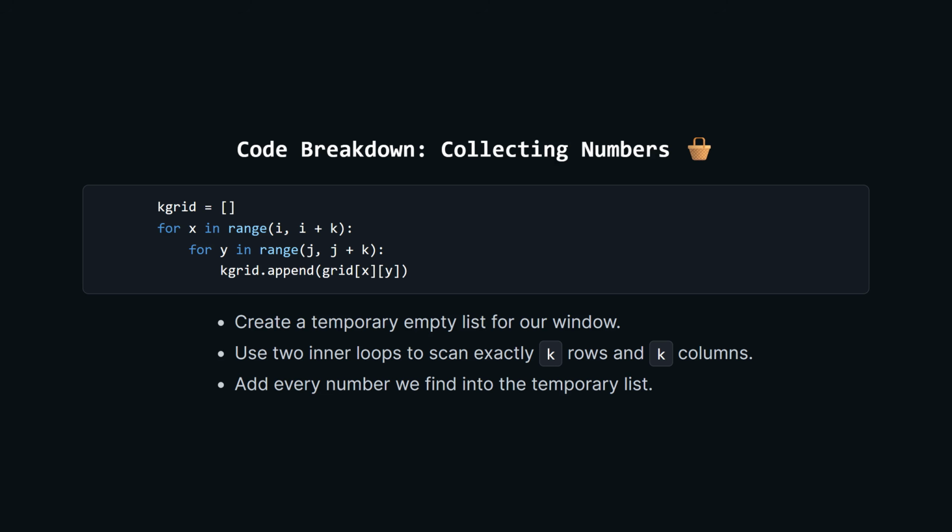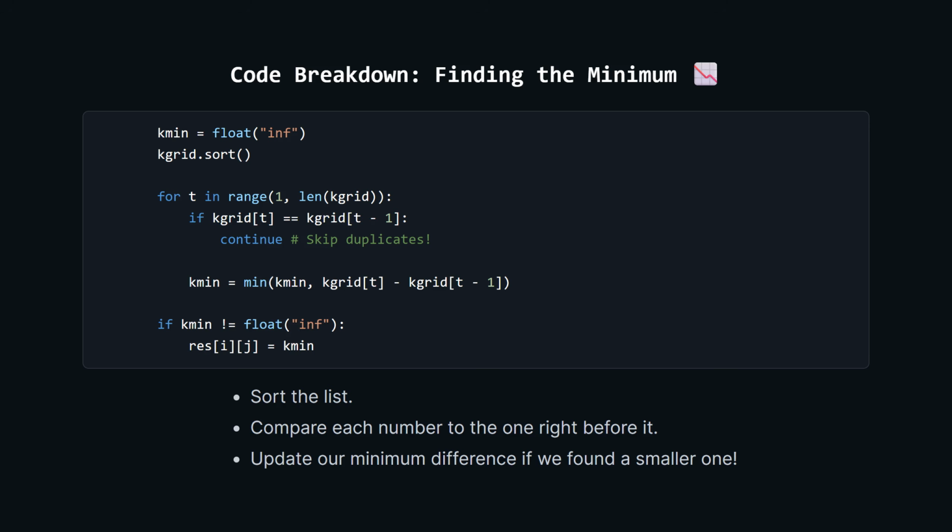Then, we use two inner loops to scan exactly k steps down and k steps right. Every number we touch inside that little square gets scooped up and added to our temporary list. Finally, the math part. We start by assuming our minimum difference is infinity.